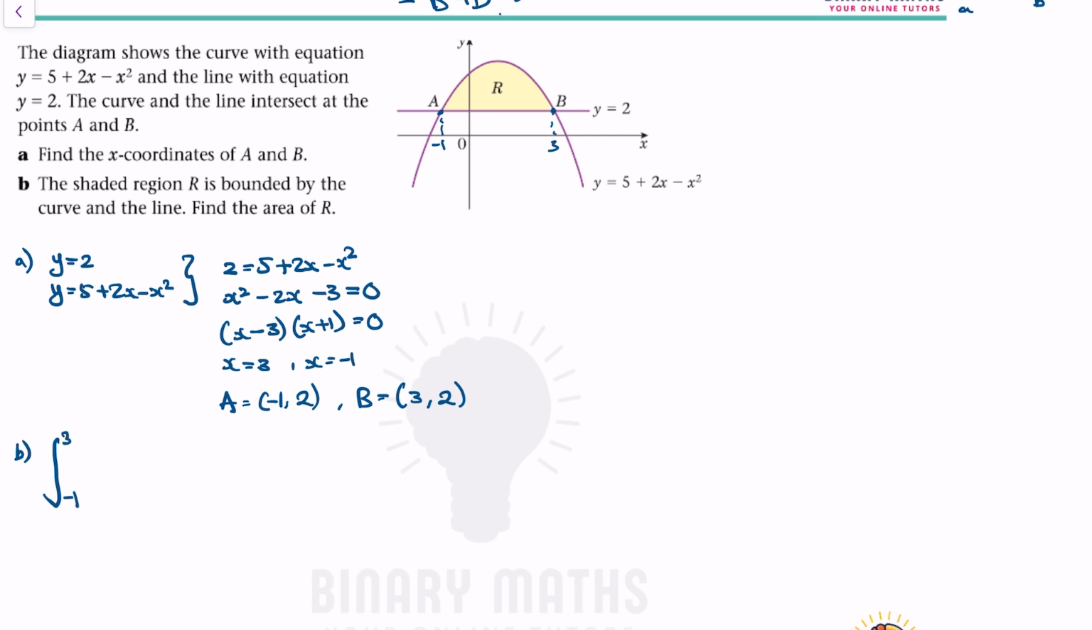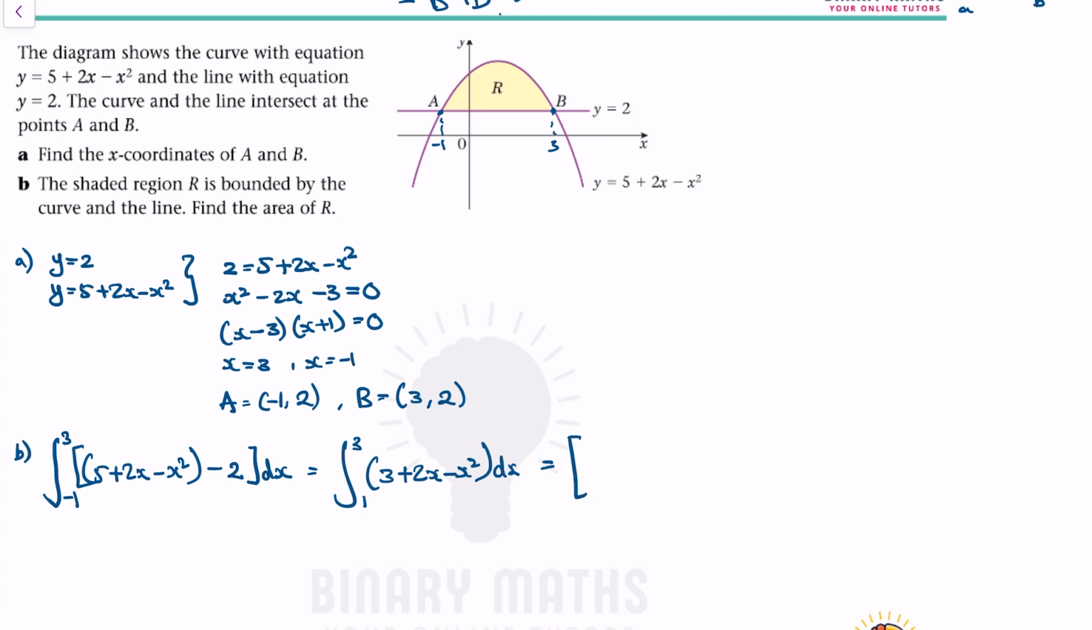So it's the area under the curve, so it's going to be 5 plus 2x minus x squared, take away the area under the line, which is y is equal to 2, so just 2, all integrated with respect to x. When we simplify this, 5 take away 2 gives us 3, so it's just going to be 3 plus 2x minus x squared integrated with respect to x.